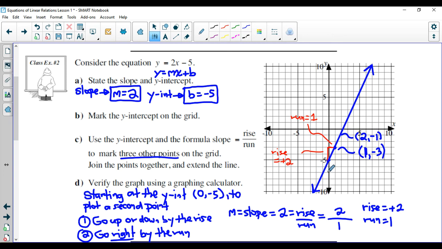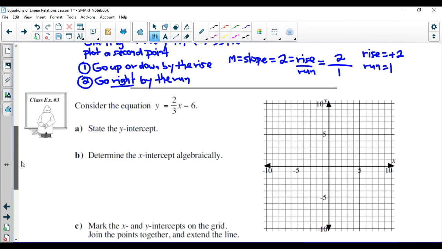And another point down here, so this is marking a third point, would be -1. I think we're down to -7 in that situation. Let's check here. We've got this point, which is -1, -7. We've got this point, which is 1, -3. And we've got this point, which is 2, -1. And this point, 0, -5. So that's one way you can draw a graph from the equation y equals mx plus b.